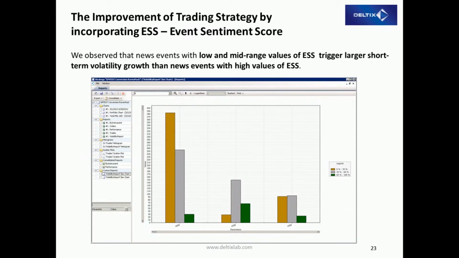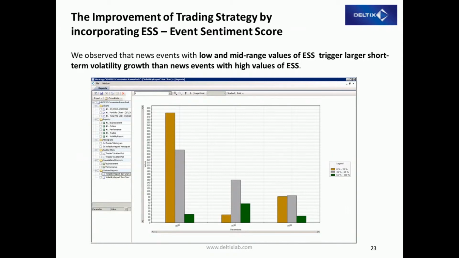We took all the ESSs and grouped them by thirds and found an interesting pattern: events with low and mid-range values of ESS trigger larger short-term volatility growth than news events with high values of ESS. It may not be a predictable pattern.